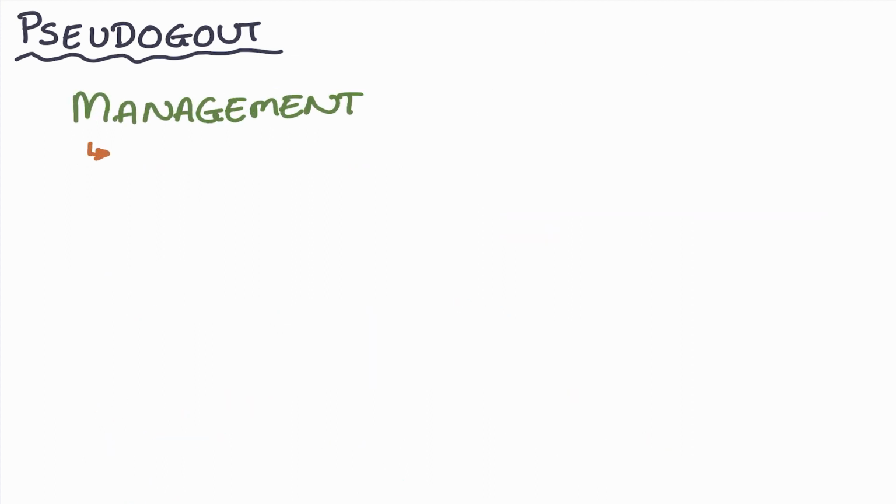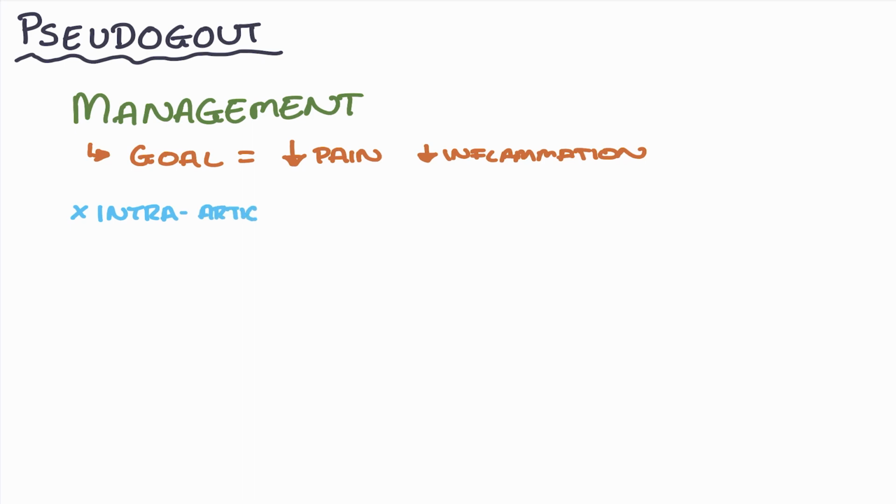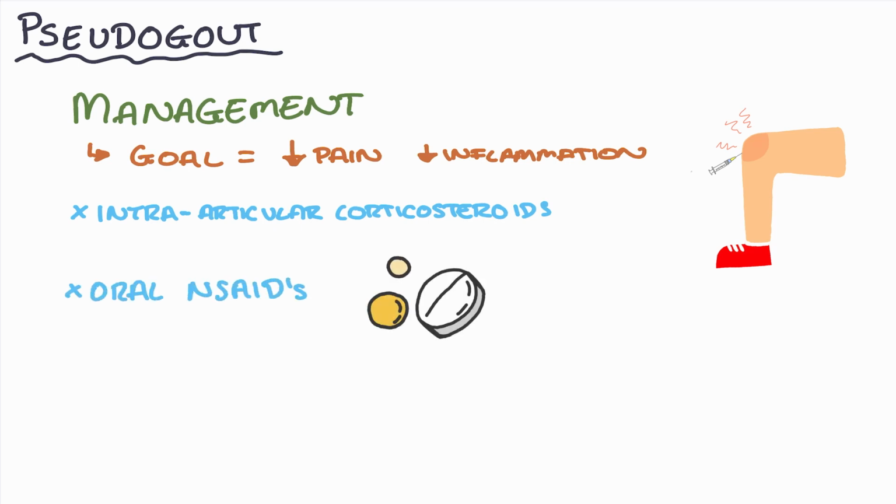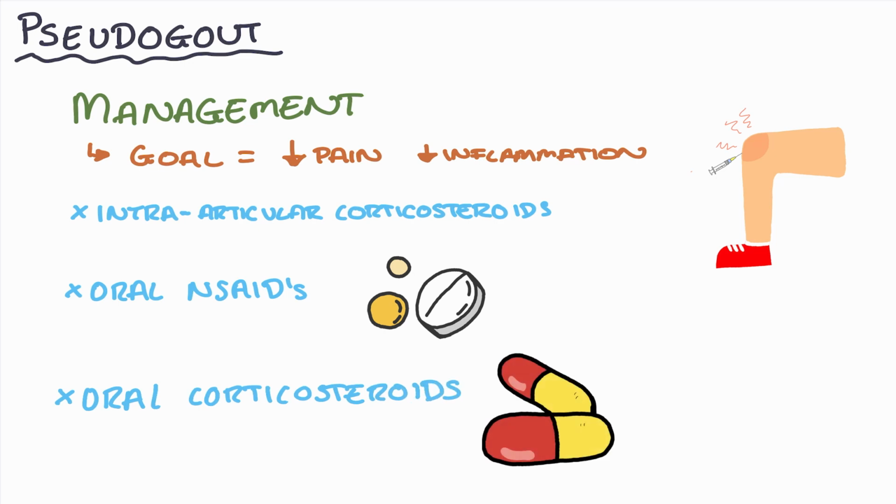The aim of treating pseudogout is to reduce the pain and improve the function of the affected joints. Therefore, for acute attacks, intra-articular corticosteroids are advised. If these are not tolerated or are contraindicated, then oral NSAIDs are prescribed in order to provide pain relief and reduce inflammation. For patients with chronic or polyarticular pseudogout, which means they have many joints affected, then oral corticosteroids are another option for managing symptoms.